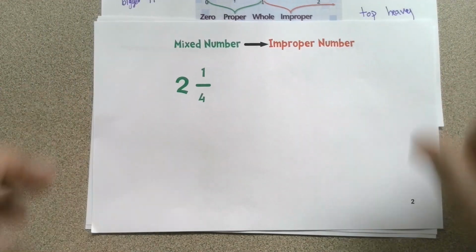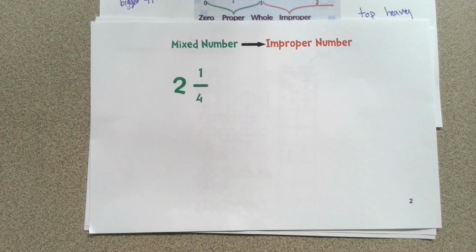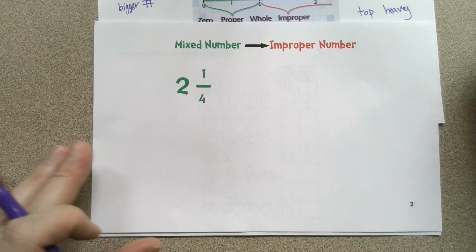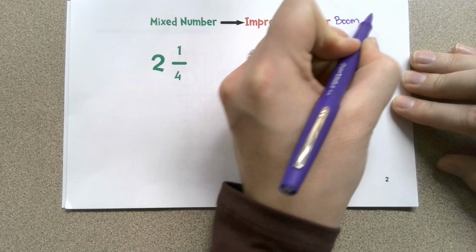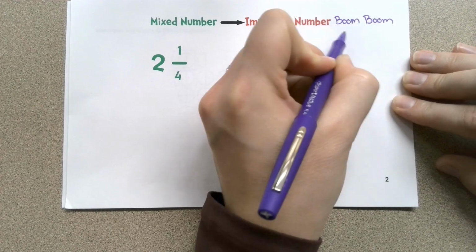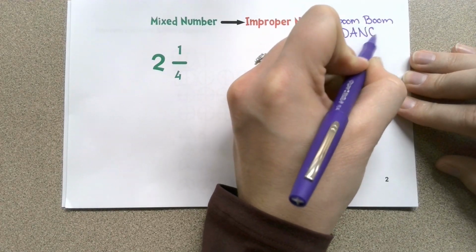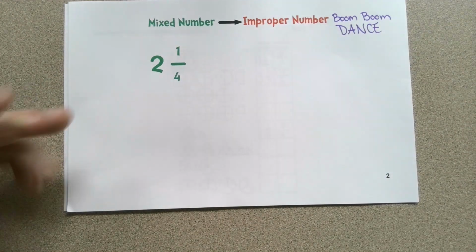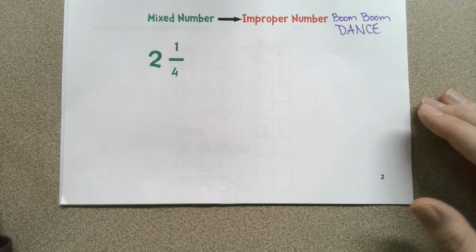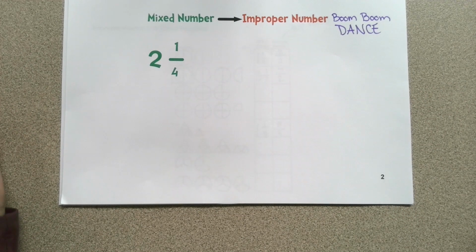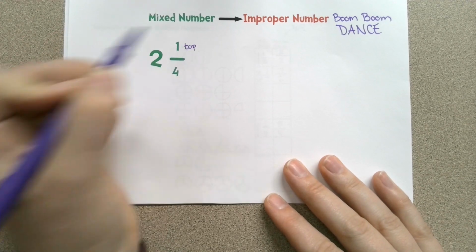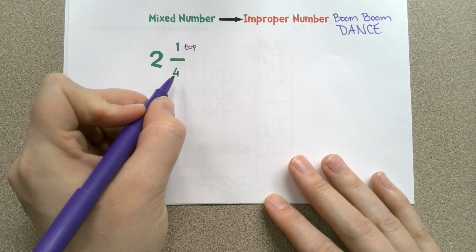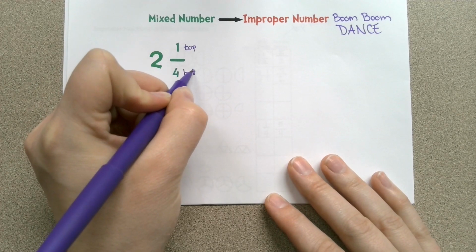What we'll have to be working on is being able to convert a mixed number to an improper fraction. And this is where we're dancing. When we convert mixed numbers to improper fractions, we do what's called the boom boom dance. And when we do the boom boom dance, we're going to talk about this fraction in terms of the words that typically 7th graders are using. The numerator, a lot of students like to call this the top number. The 4 is in the denominator, but a lot of 7th graders like to call that the bottom number.